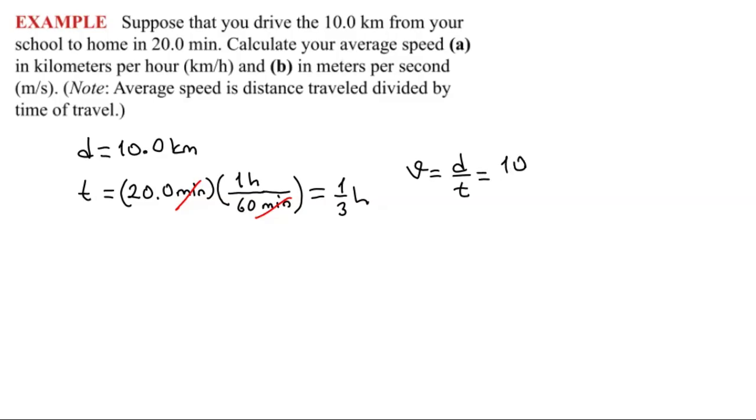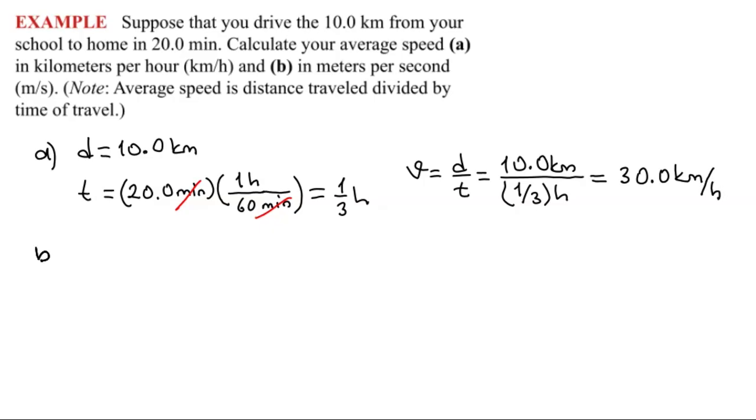and 10 kilometers over 1/3 hours. That gives us 30 kilometers per hour. That's A.